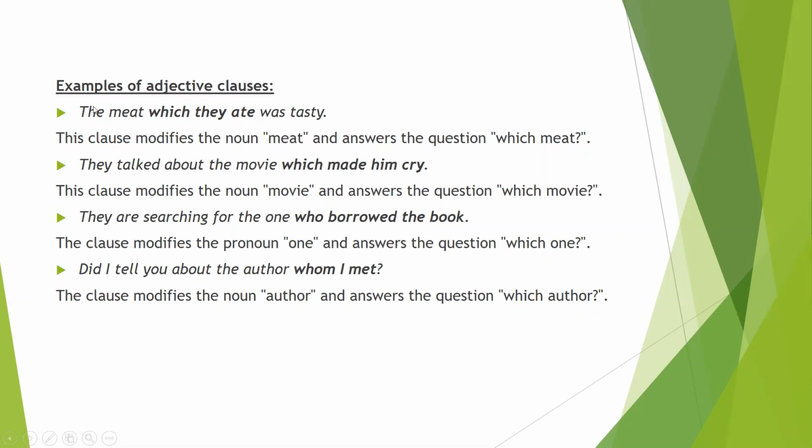For example, the meat which they ate was tasty. This clause modifies the noun meat and answers the question which meat. They talked about the movie which made him cry. This clause modifies the noun movie and answers the question which movie. They are searching for the one who borrowed the book. The clause modifies the pronoun one and answers the question which one.